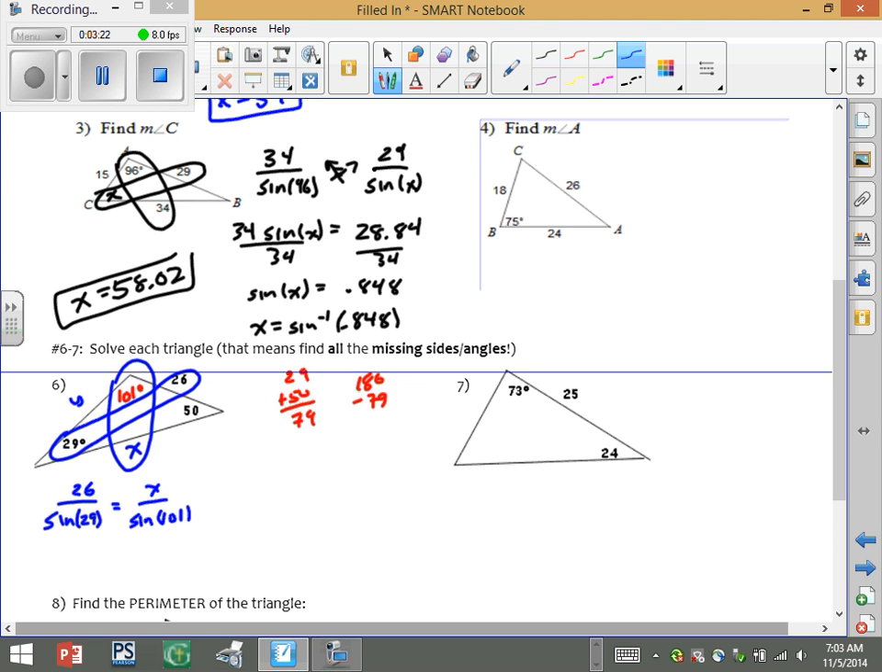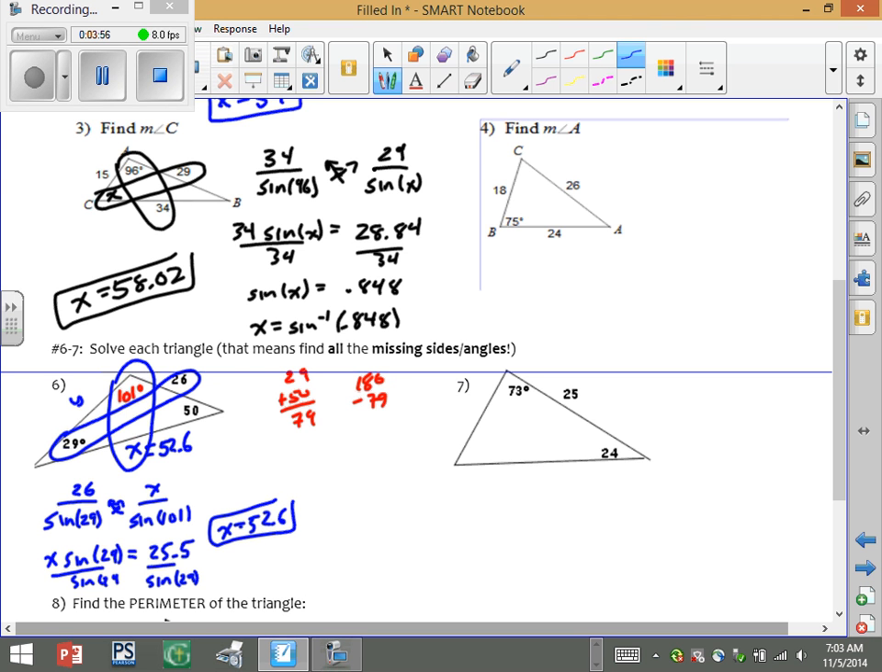Then when we cross multiply, we get 26 times the sine of 101 equals x sine of 29, which is 25.5. Then you divide both sides by sine of 29, and you can type that straight into your calculator. Here, x is going to be equal to 52.6. So there, we've got that side now.